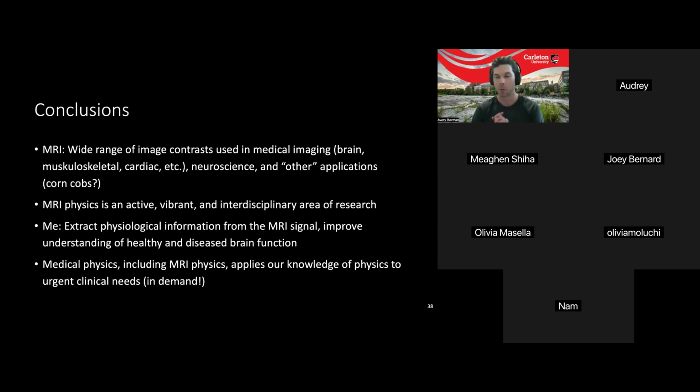All right, so let's conclude. With MRI, we're able to generate a wide range of image contrast used in medical imaging, so for brain imaging, musculoskeletal, cardiac, etc. But also in research like neuroscience and other applications like imaging fruits and veggies, just for fun. MR physics is an active, vibrant, and very interdisciplinary area of research. I'm very heavily involved in the physics, but also the neuroscience side of things. My research passion is extracting physiological information from the MRI signal itself to help improve our understanding of healthy and diseased brain function.